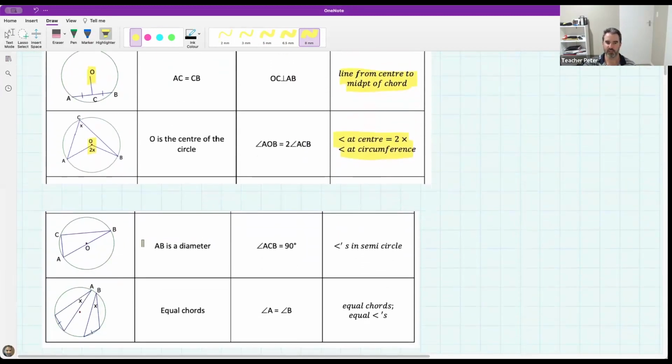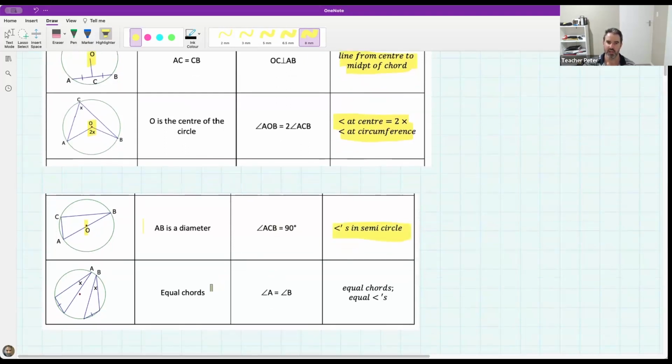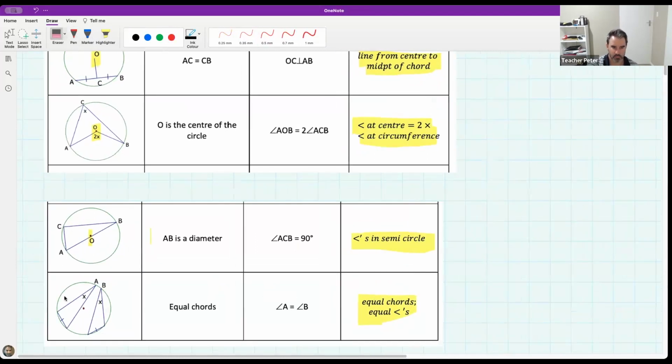We also have that if we have a diameter, then basically you get a 90-degree angle subtended at the circumference, or angle in a semicircle. And then also if you have equal chords, they subtend equal angles both at the circumference, and they also subtend equal chords at the center as well. So, oh, hold on. Let me draw this in.